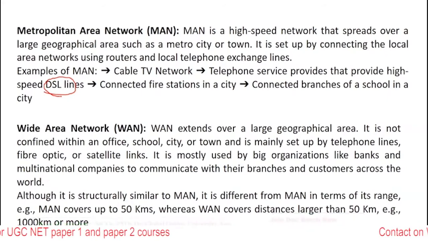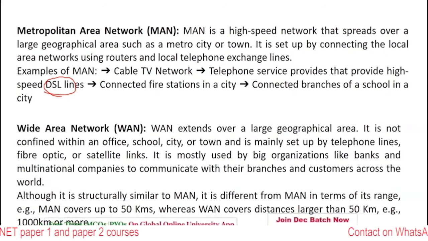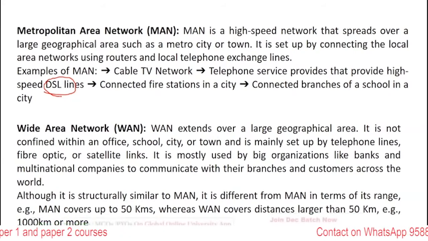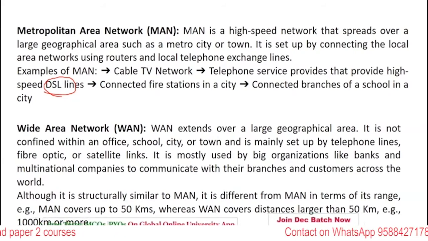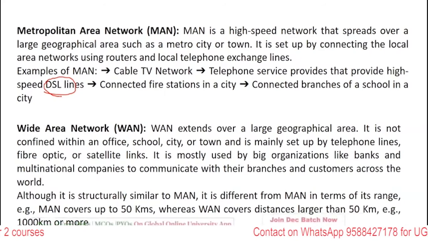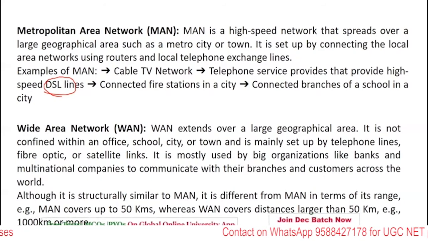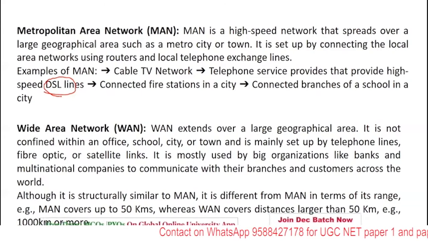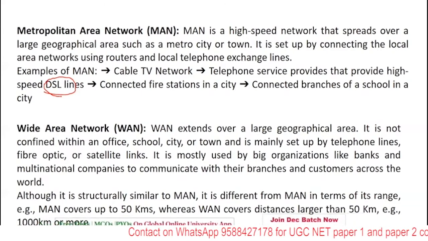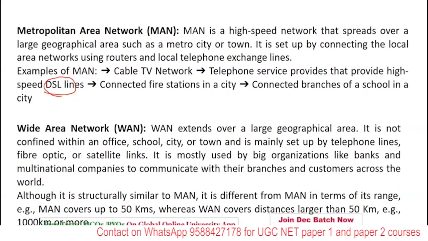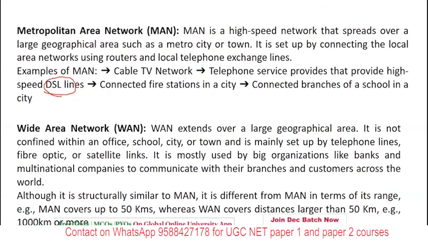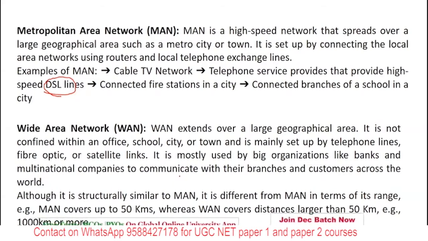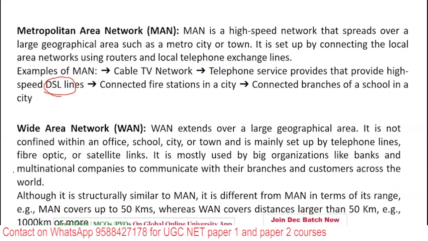Now let's go to wide area network, that is called WAN, which extends to a very large geographical area. It is not only confined to the offices or the town, but it is set up by telephone lines, fiber optic, as well as satellite links. So it is mostly used by big or multinational organizations to communicate with the branches and customers across the world.